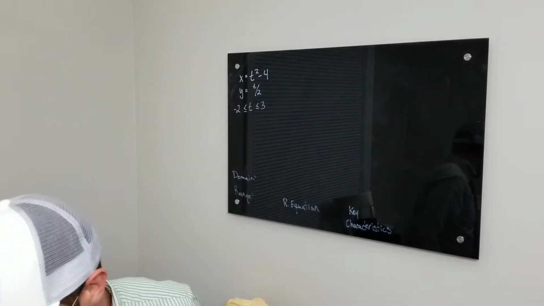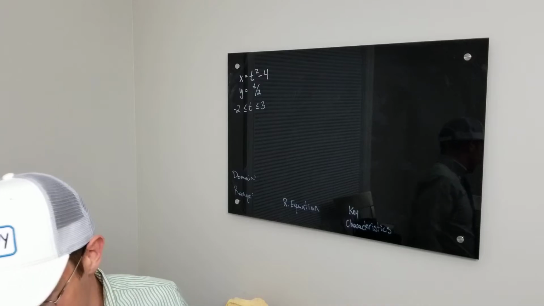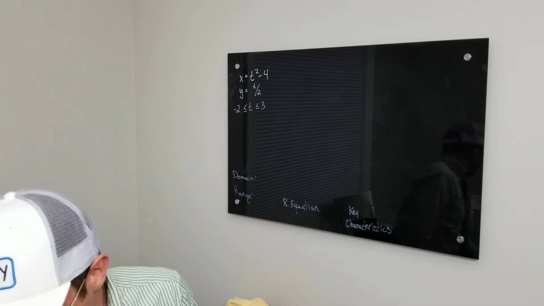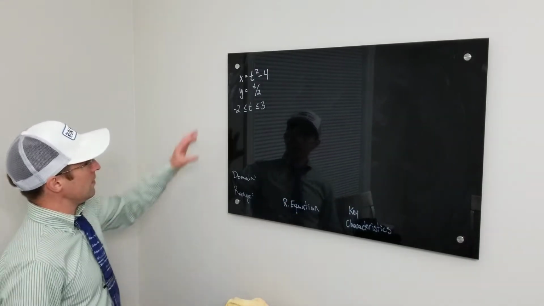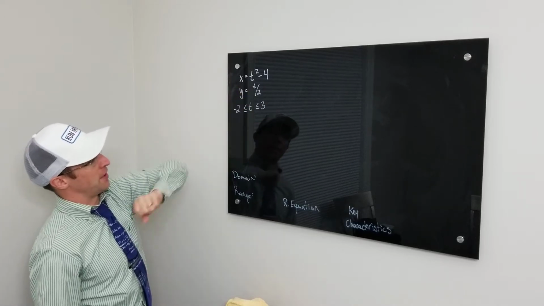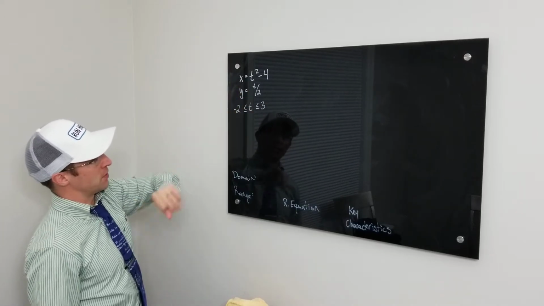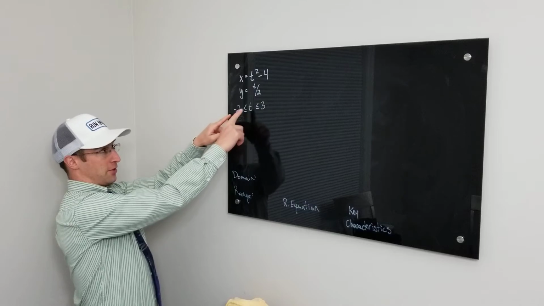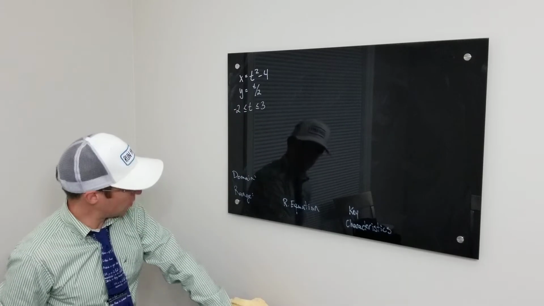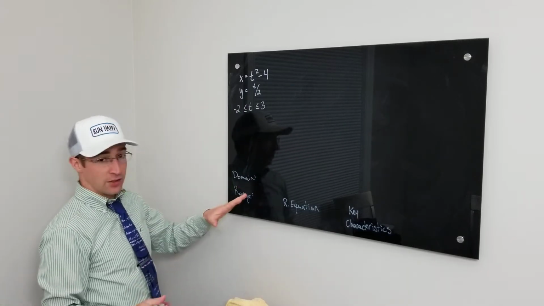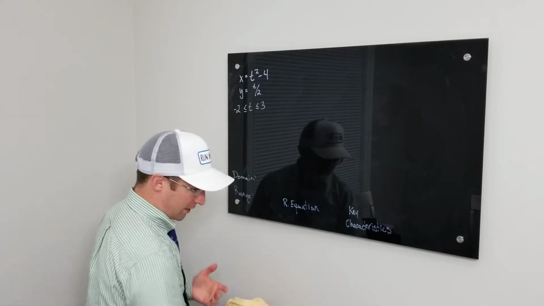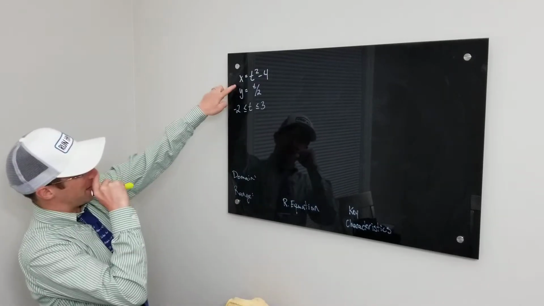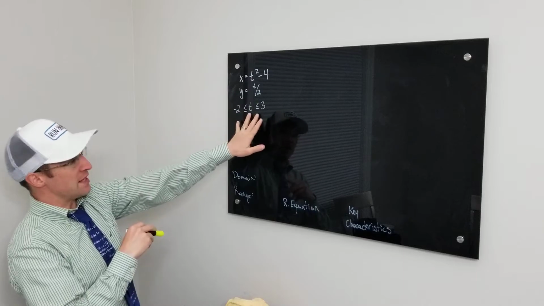So let's go ahead and get started with example 1, which is right here. Here we have x is equal to t squared minus 4, y is equal to t over 2, and t goes from -2 to 3. For the rectangular equation, we want to know what's the domain? In other words, what x's am I going to get from this with these t values?